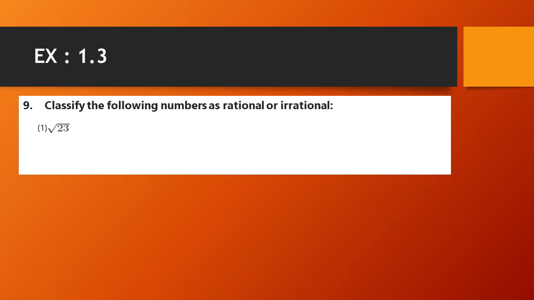23 is not a perfect square. Hence, we can say that square root of 23 is an irrational number. Students, in the square root, if you are having any non-perfect square number or a prime number, you can say that the given number is an irrational number.